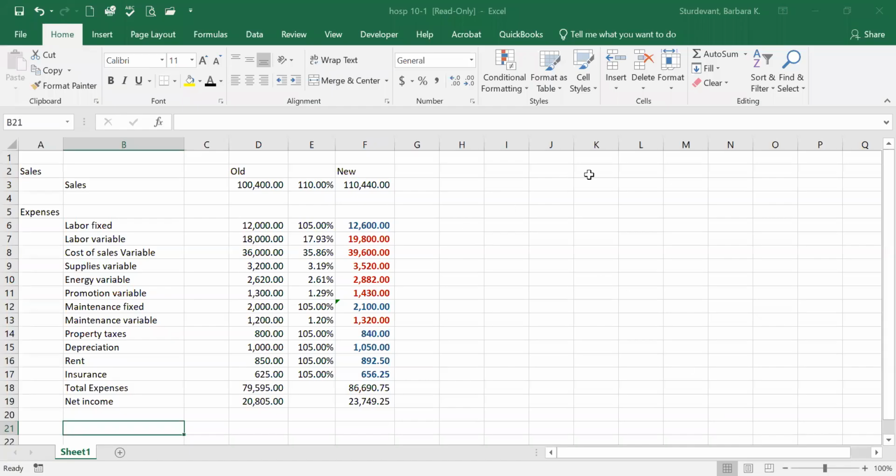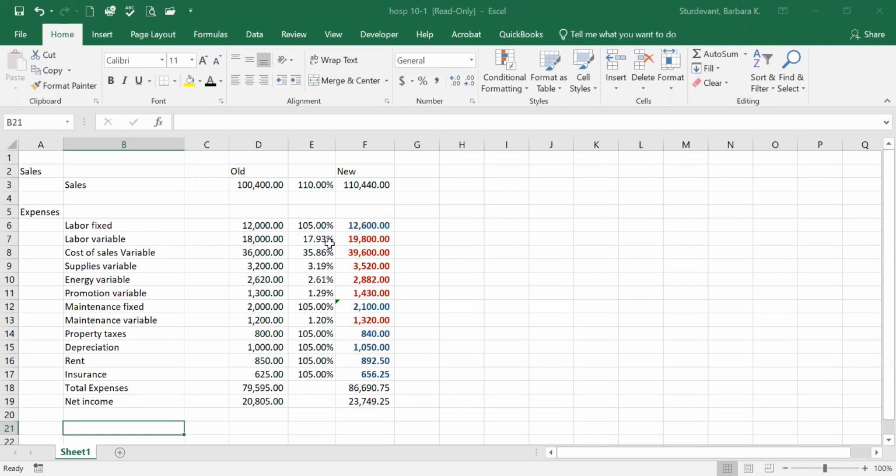Okay, so here's what we had to do with this one. The first thing you had to do was your new sale number, and they told you sales increased by 10%. So you took the old sale number, multiplied by 110%, and that gives you your new sale number. And then you don't do anything with that for a bit. We have to go through and figure out what the variable percentages will be.